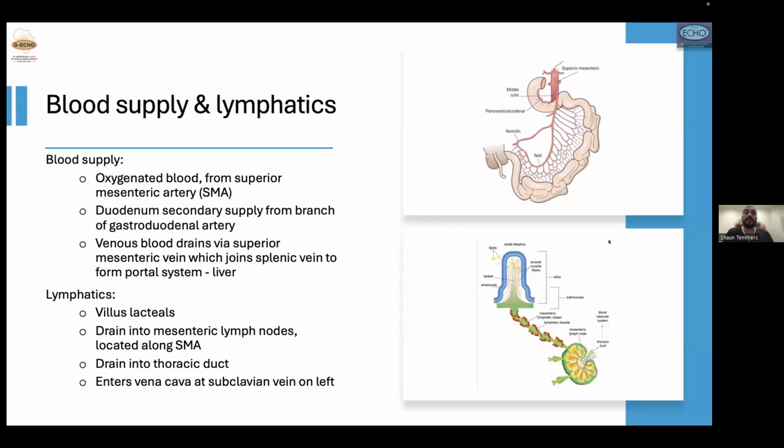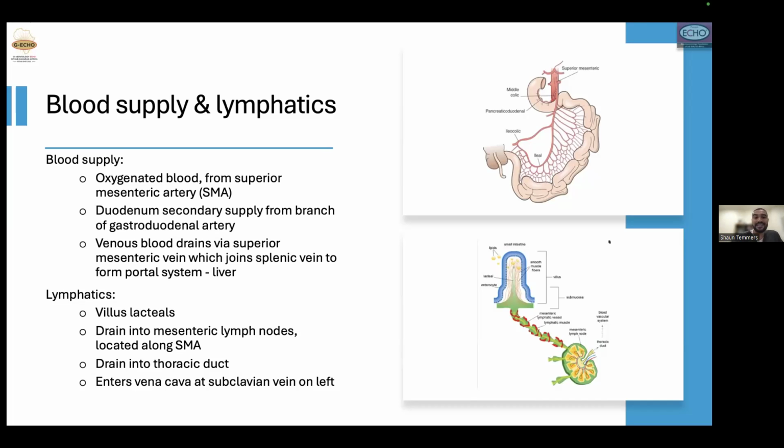Intestinal blood supply. It has a single blood supply of oxygenated blood that arises from the superior mesenteric artery, and this supplies the jejunal and ileal loops. The duodenum, however, has a secondary blood supply and gets blood from a branch of the gastroduodenal artery, which in itself is a branch of the hepatic artery, which is a branch from the celiac trunk. Venous drainage is via the superior mesenteric vein, and the superior mesenteric vein joins the splenic vein, and this forms the portal system and drains into the liver and then empties out into the IVC.